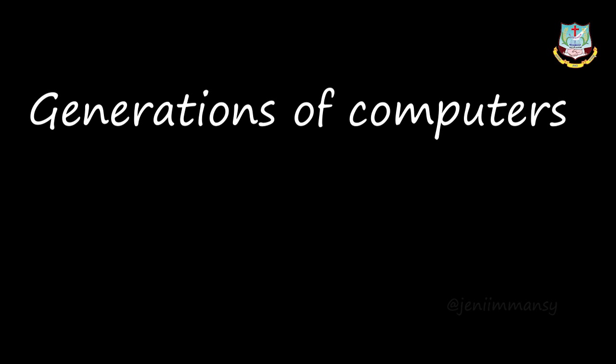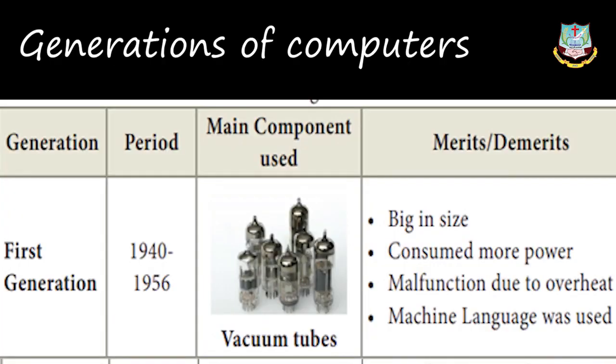for our use also. So based on the various stages of development, these computers can be categorized into different generations. Let's see the first generation. The first generation is from 1940 to 1956. The main component used was vacuum tubes. Vacuum tubes means a tube-like structure filled with vacuum. And we'll see the merits and demerits of that generation also.